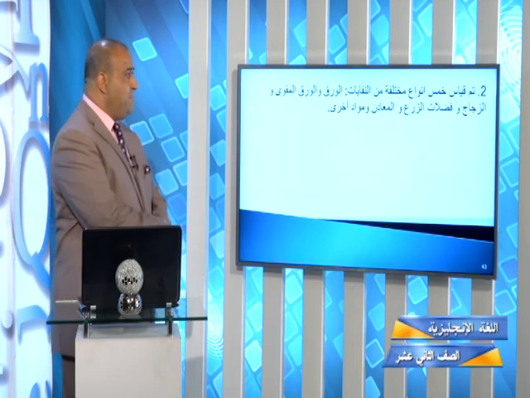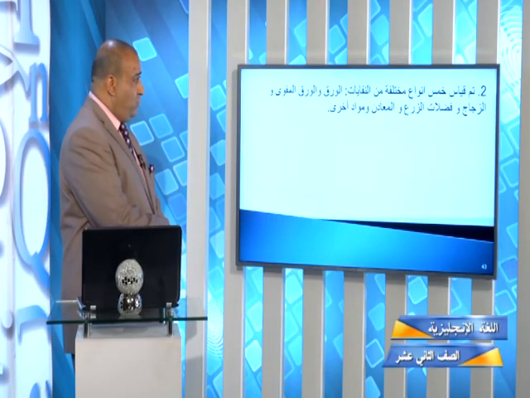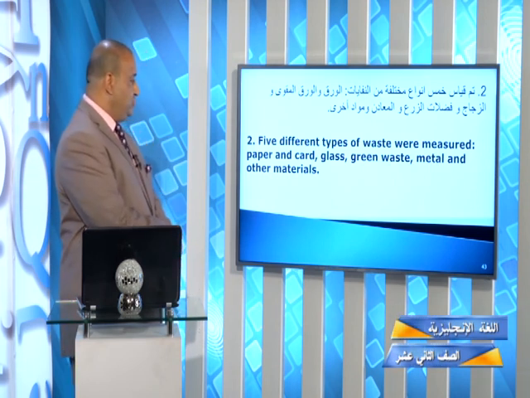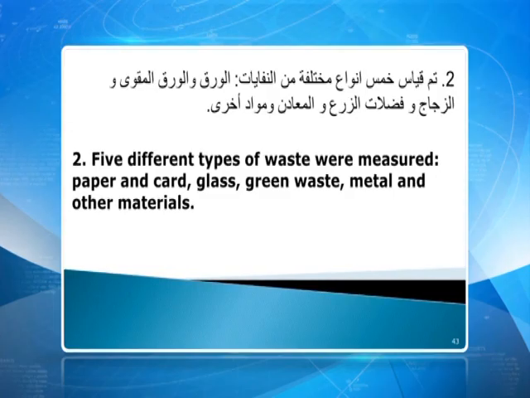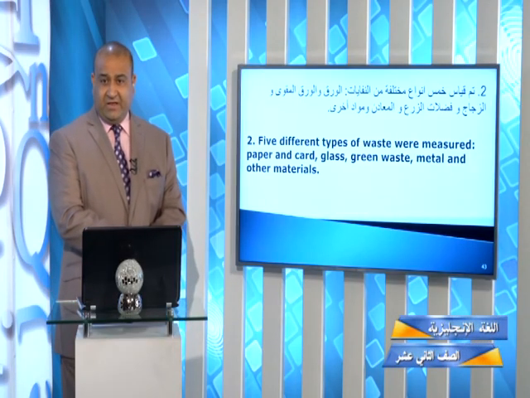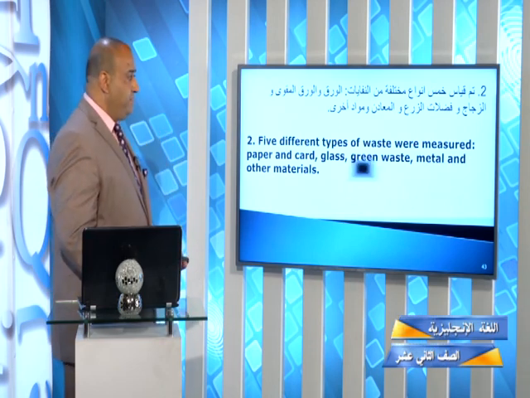The last sentence, تم قياس 5 أنواع مختلفة من النفايات، الورق والورق المقوى والزجاج وفضلات الزرع والمعادن ومواد أخرى. I think that all the words are familiar, or you are accustomed to such kind of words. All of the words are simple. So this is my answer. 5 different types of waste were measured: paper and card, glass, green waste, metal, and other materials. This is the exact sentence that is taken from your textbook. So you notice that if you focus on your set book questions or the information that you have taken in class with your teachers, everything will be okay.